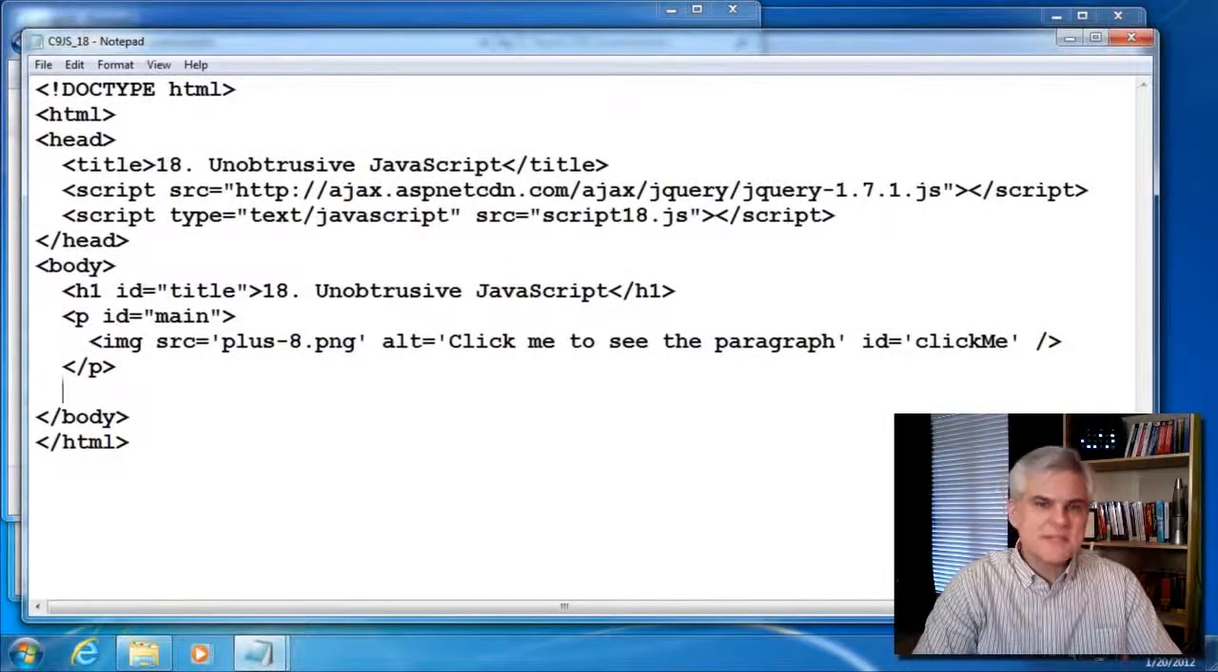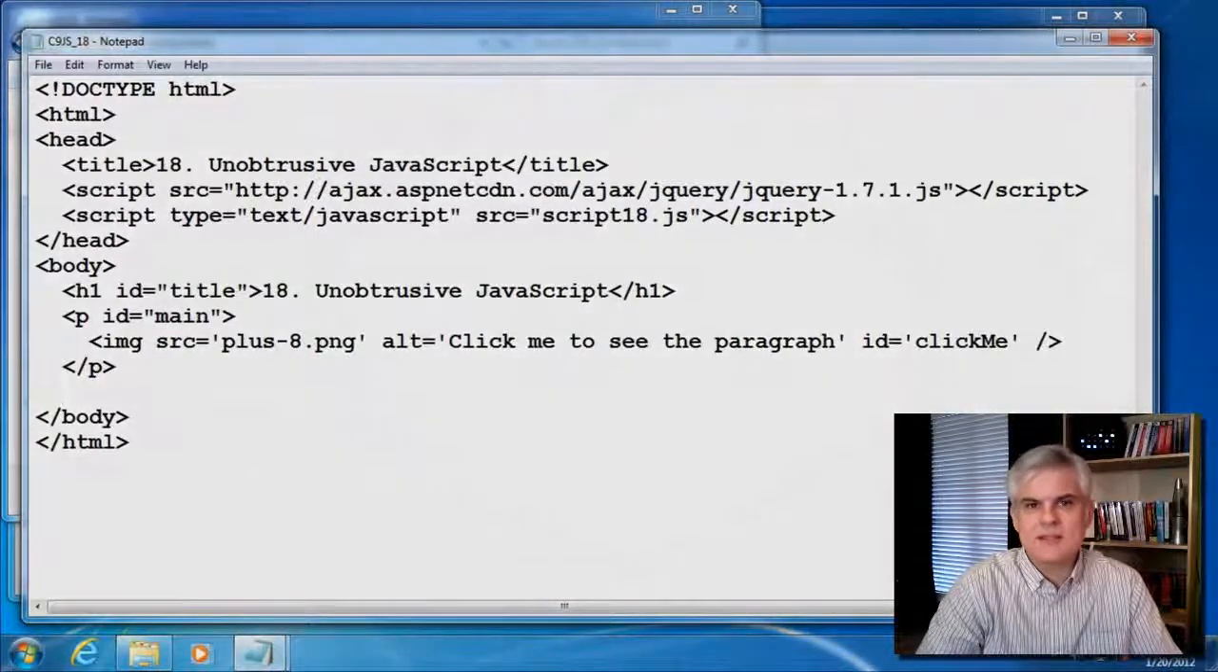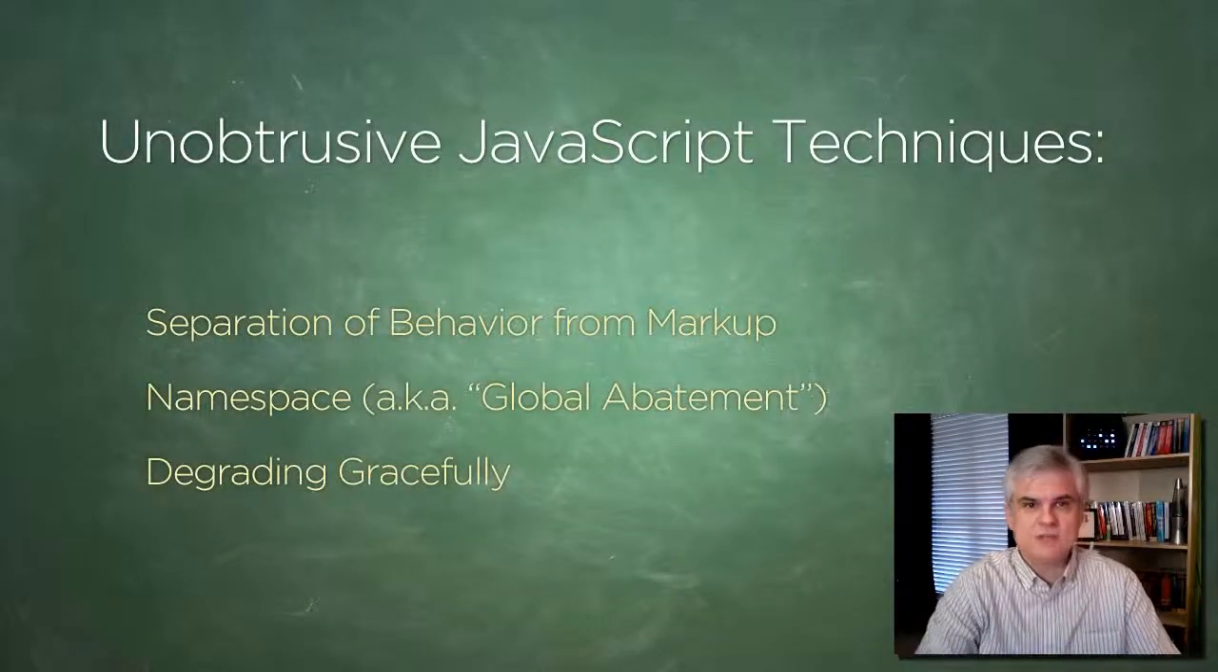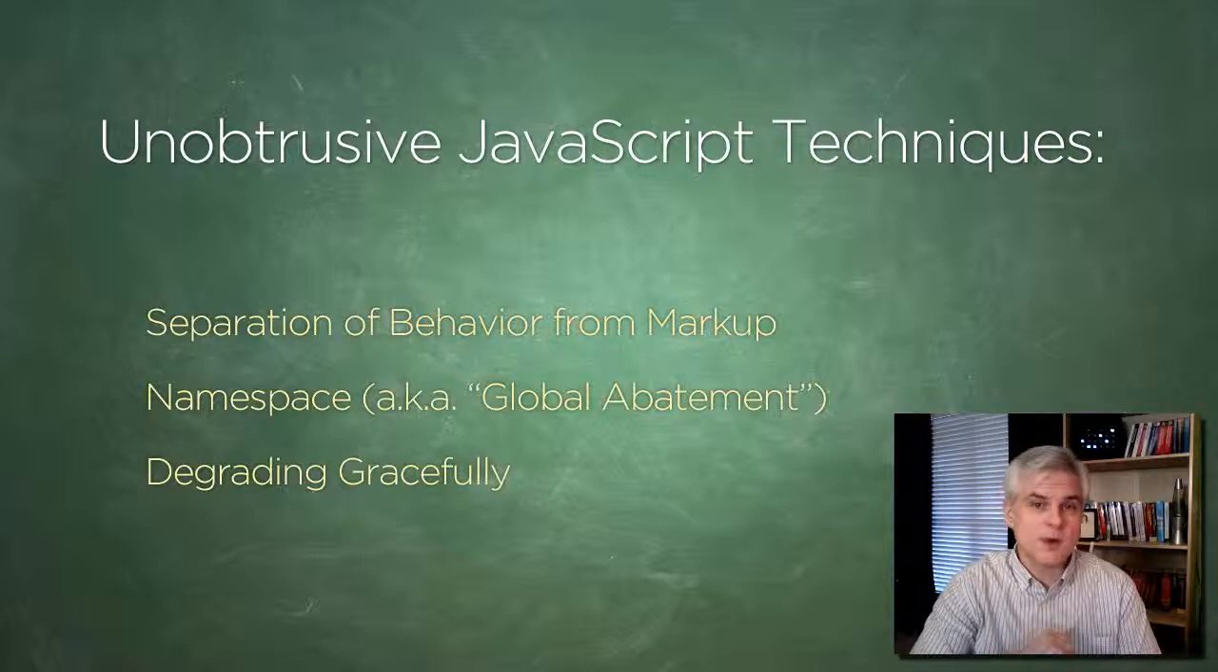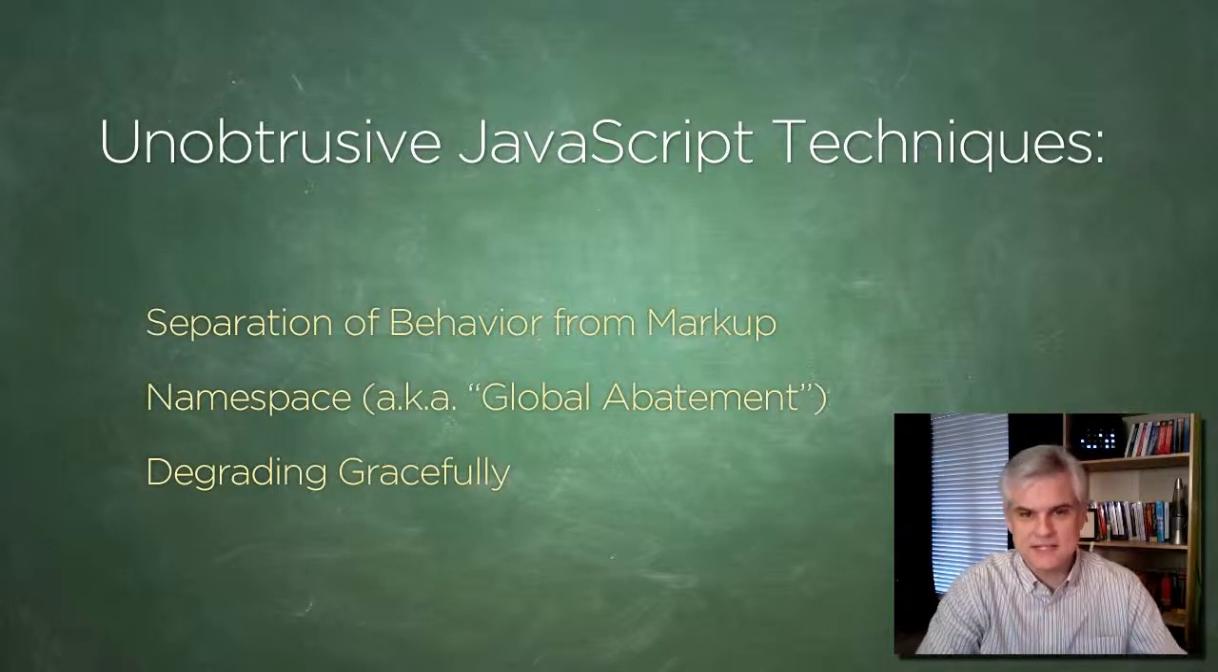So there are some basic techniques that have been developed through the years to achieve these principles, and we're just going to look at 3 of them. There might be a few more, but these are the easiest ones we can apply at this point in our knowledge of JavaScript. There's separation of behavior from markup, there's namespaces, also known as global abatement, and then degrading gracefully, which we'll look at the very end.